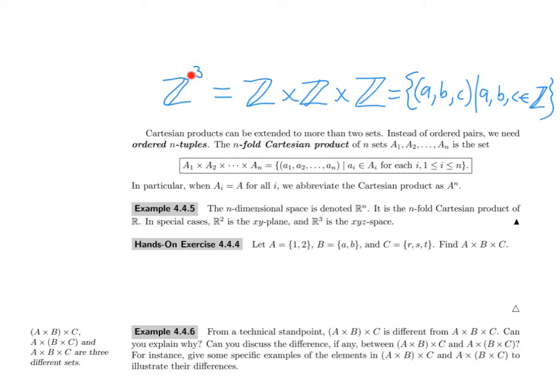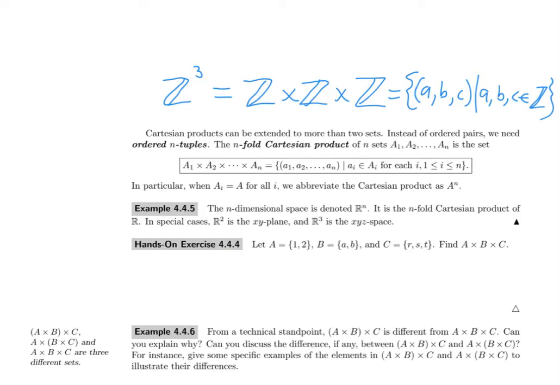One example, another one aside from this, is example 4.4.5. When we say R^n, we don't say R to the n, we say R n. R^n is the n-dimensional space. In other words, it's R cross R cross R cross R, n times. When we say R^2, we're talking about the xy plane, and R^3 would be xyz space. If you've taken Calc 3, you've done a lot of things in R^3.